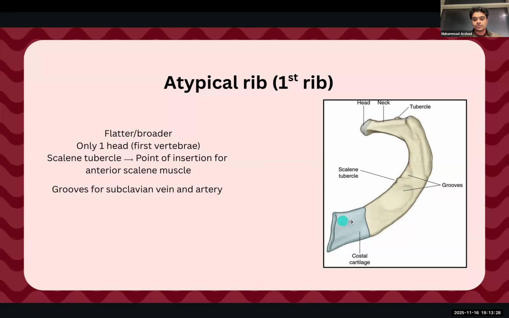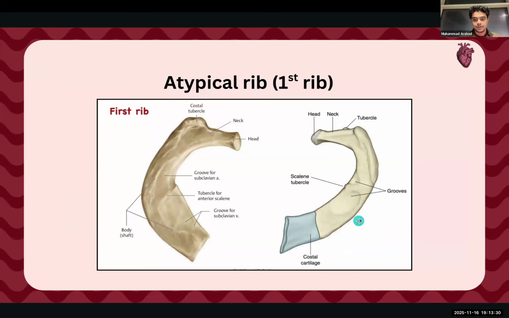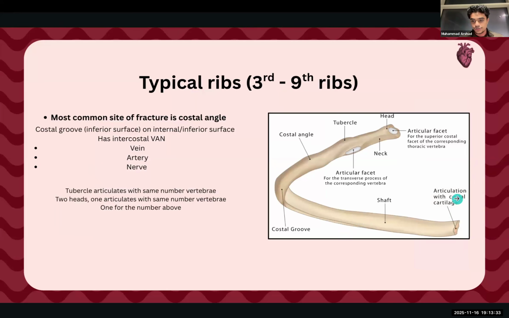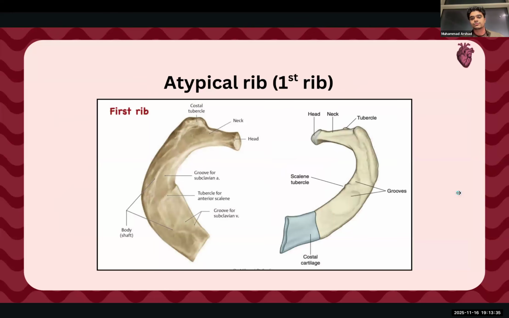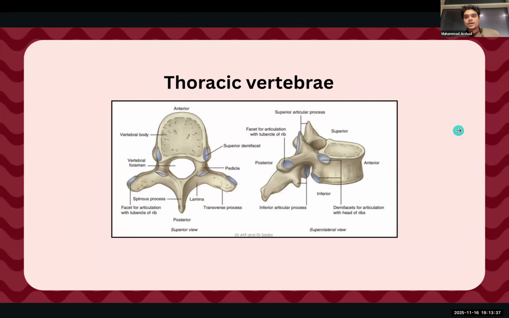And just something to know in general is that in the front, this anterior area here as well, this is where you're going to have the articulation with the costal cartilage. So that's where you're going to be articulating with the sternum. Okay, so we finished the sternum, we finished the ribs.